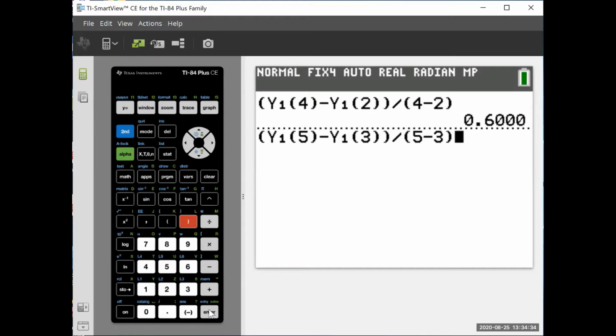We got the answer as negative 9.2. Let's enter and check it. See, negative 9.2. So this is quite interesting. Okay, it's quite easy to use the calculator to get those values.